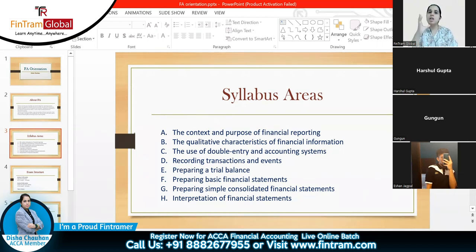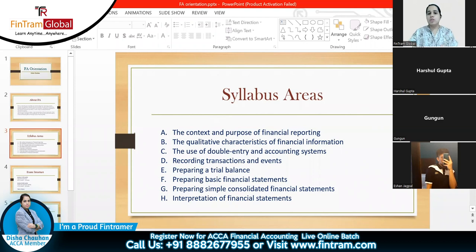So temporarily you open a suspense account, but of course none of them should exist when you are finally drawing up your financial statement. So you need to close up all your suspense accounts. With regards to that, all the rules and everything, we are going to be studying all of that.